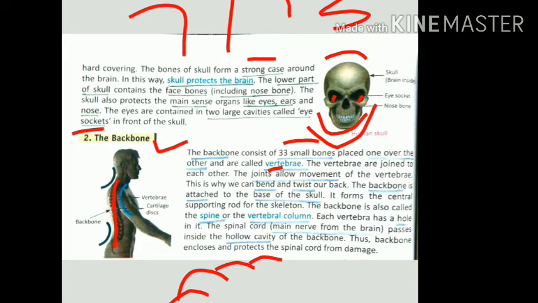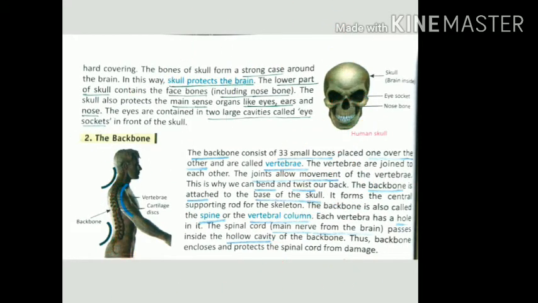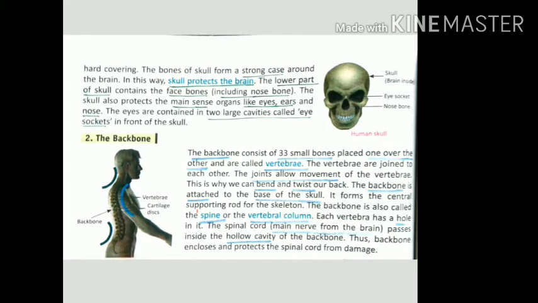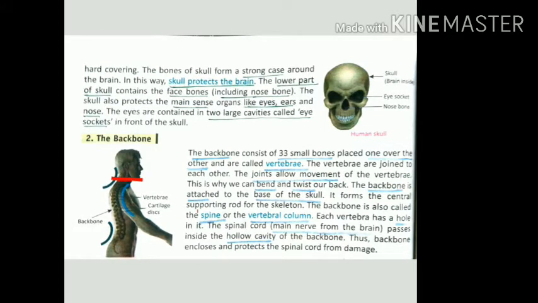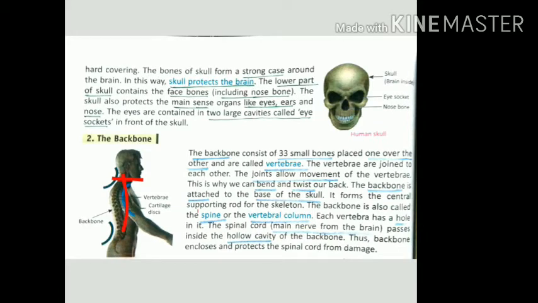The backbone is attached to the base of the skull. Here, this is the base of the skull. The backbone is also called the spine or vertebral column, and each vertebra has a hole. The spinal cord, the main nerve that is connected here, passes inside the hollow cavity, and the backbone encloses and protects the spinal cord from damage.